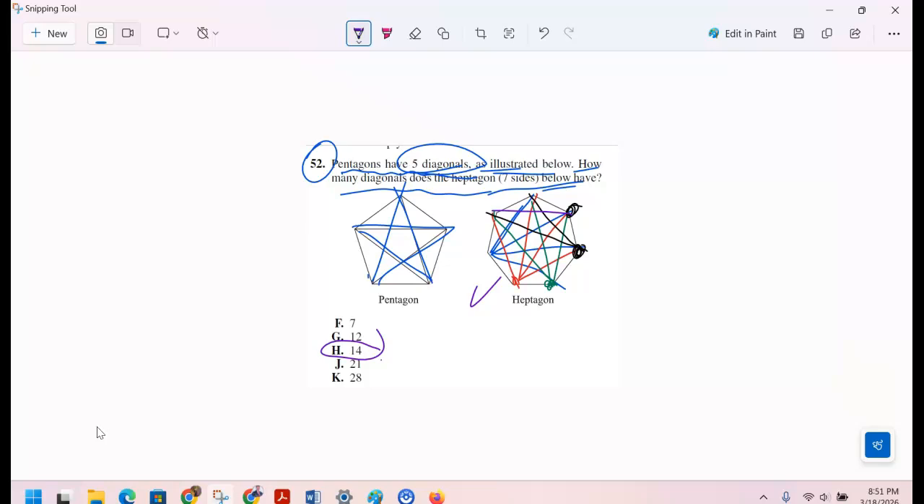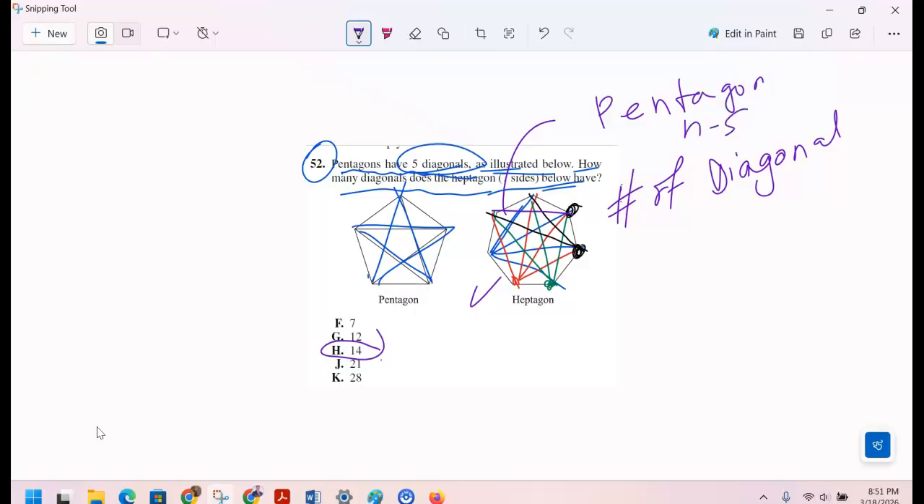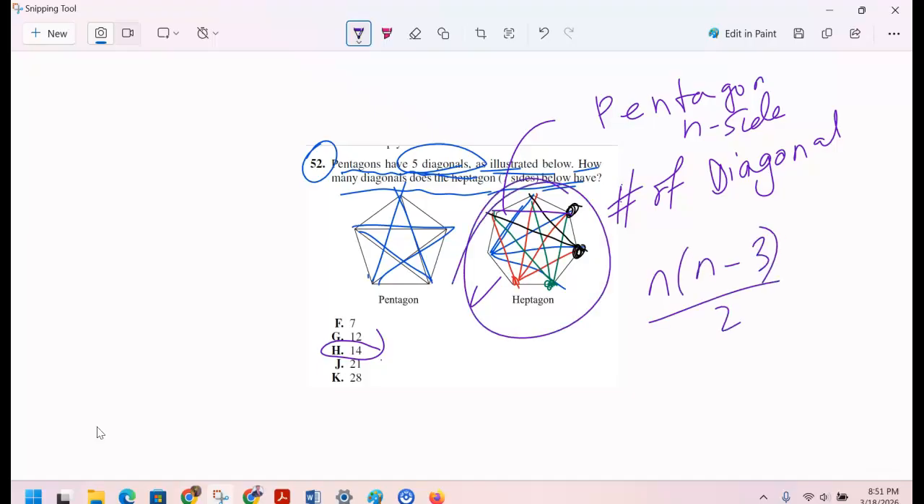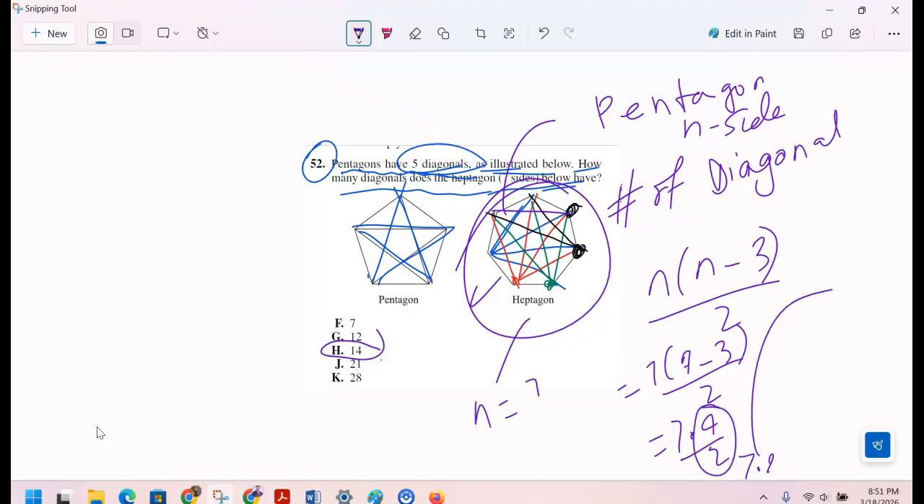But is there a general formula to know the number of diagonals for an n-sided figure? Suppose there is a big pentagon, or any n-sided figure. The formula is n times n minus 3, divided by 2. Because a heptagon has 7 sides, you can just plug in: 7 times 7 minus 3, divided by 2. You get 7 times 4 divided by 2, that is 7 times 2, and the answer is 14. So this is how you can do it for any polygon.